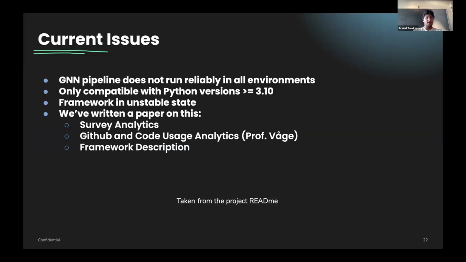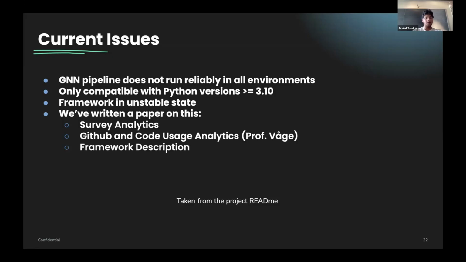So with all of this done, the current issues that we've experienced are that the GNN pipeline does not run reliably in all environments, and I think that's just because of how the data set for the GNN pipeline works. It's also only compatible with Python versions greater than 3.10 just because of a formatting decision that I made earlier that I'm going to have to fix later. The framework is still somewhat unstable. It doesn't work in all environments, so we're working on thorough testing.